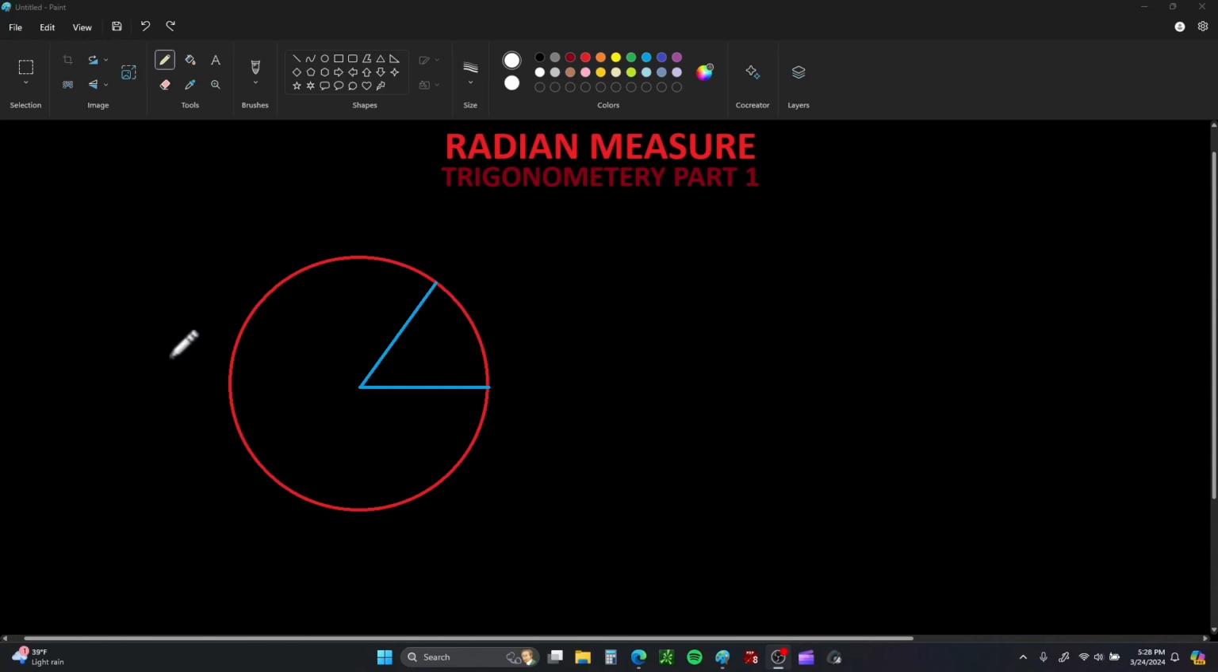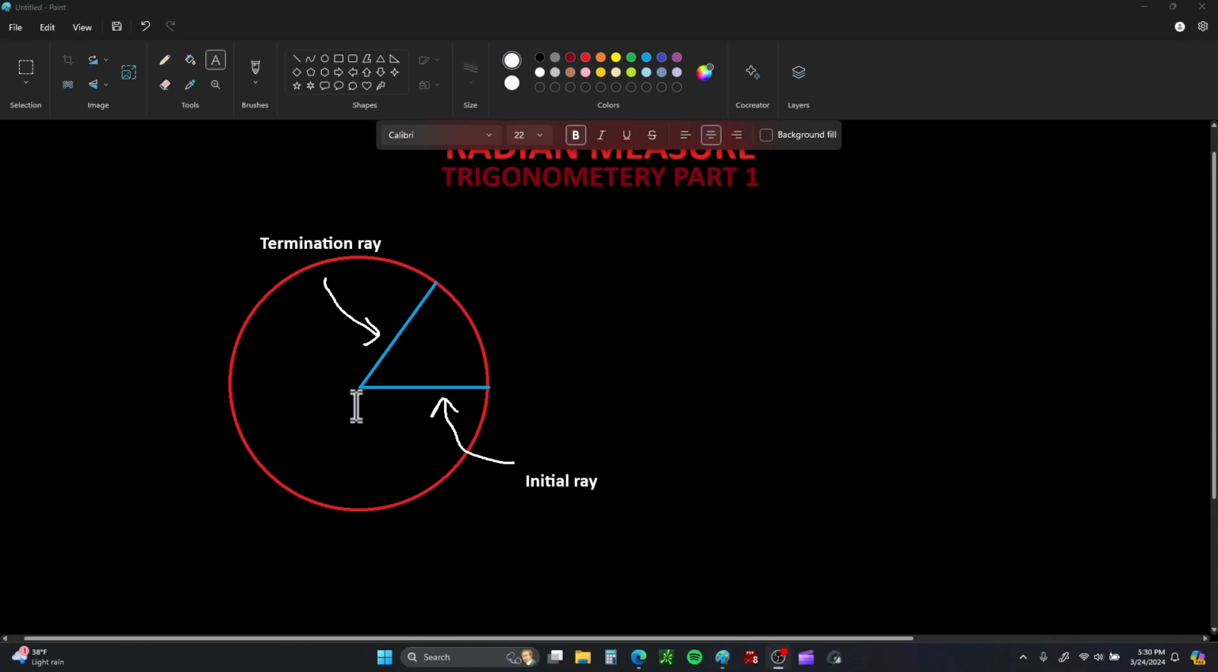At the center of the study of trigonometry is the study of angles. This video will talk about how radian measure works, but first we need to talk about the different parts of the angle. So this one over here is called the initial ray. This one over here is called the termination ray. And where the two rays meet over here is called the vertex.